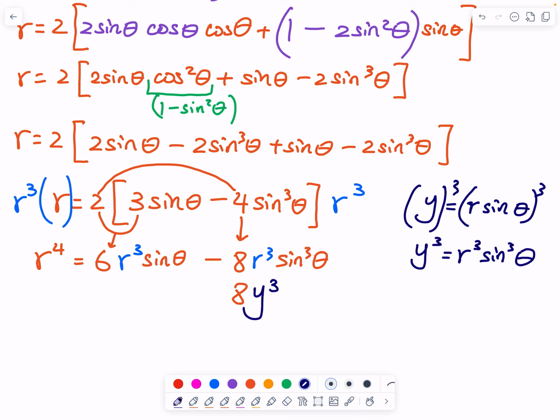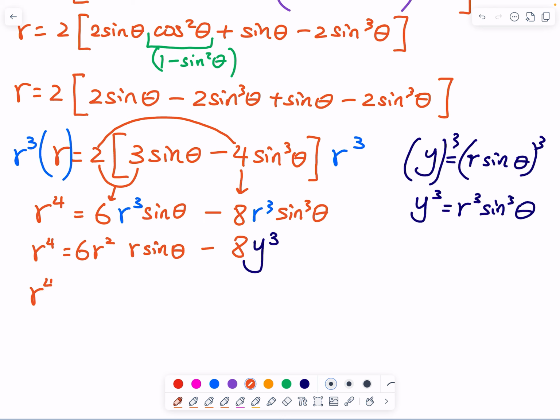How about this one? The sine doesn't have a third. Okay, I can do this r to the fourth, and then 6. How about r squared, and then r times sine? So that will give you a y. Then I have r to the fourth equals 6r squared y minus 8y to the third. Are we almost done? No, I need x and y, not r. I need x and y. The r is squared, the y is to the fourth.